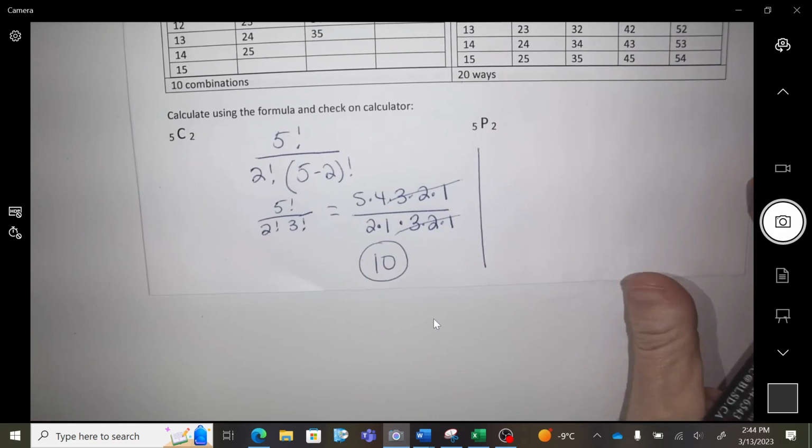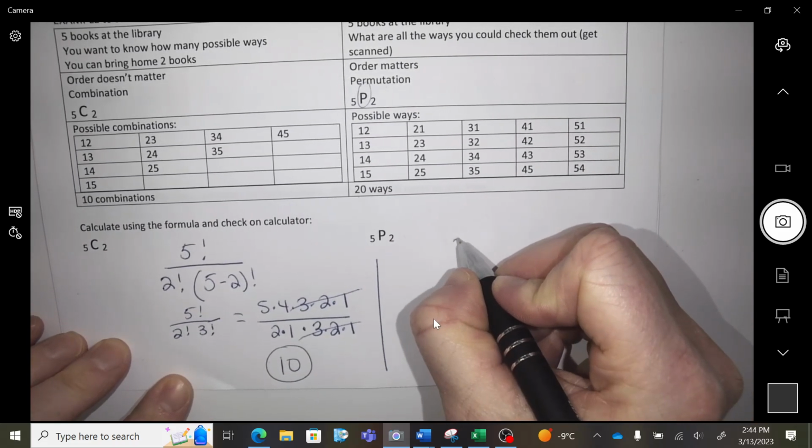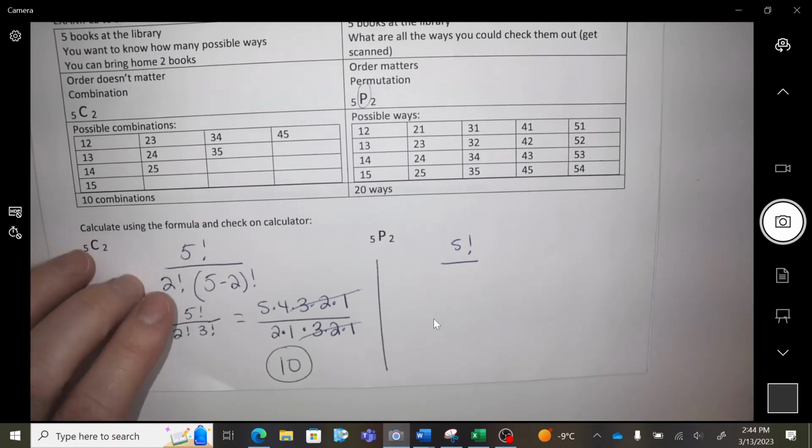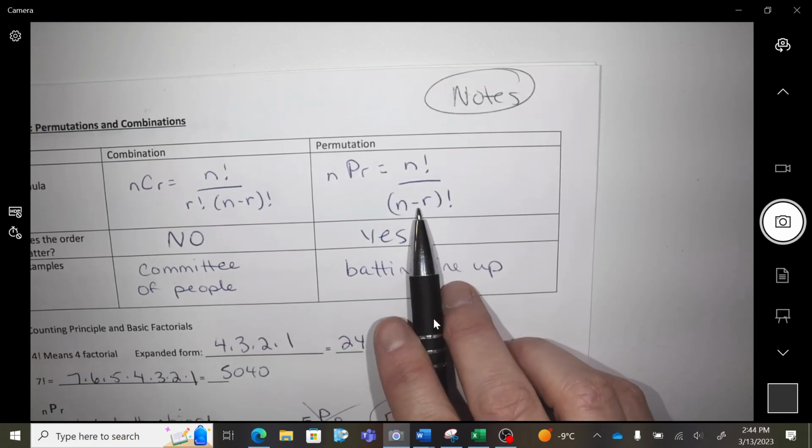Okay, let's try the permutation formula. So that is just 5 factorial. I'm looking at the formula that we gave. 5 factorial, 5 minus 2 factorial.